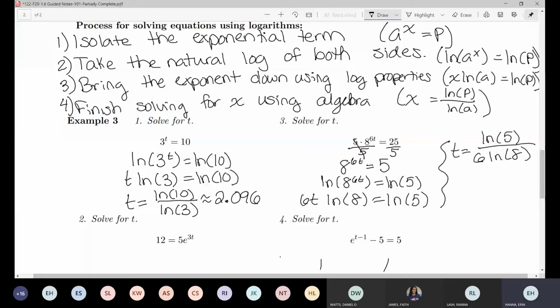No, let me keep that up. Questions, concerns on that one? Okay. Yep. So if we keep it like where it is now, where it's like the natural log of 5 divided by 6 times the natural log of 8, that would kind of cut it, correct?